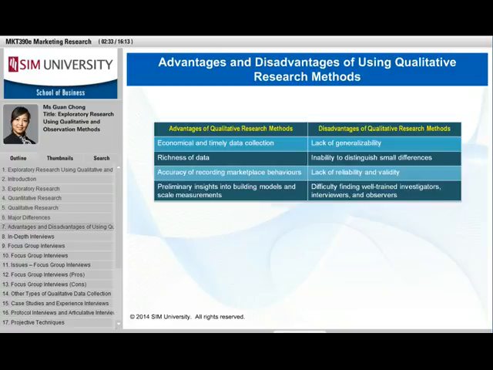Advantages and disadvantages of qualitative research methods. The advantages include speed of data collection, richness of data, accuracy of recording behaviors, and access to insights for model building. The disadvantages include lack of generalizability, difficulty in estimating magnitude of phenomena, low reliability, difficulty in finding interviewers and observers, and reliance on subjective interpretation.